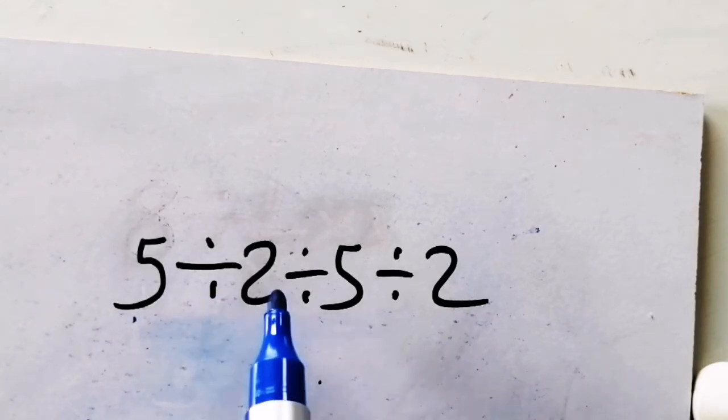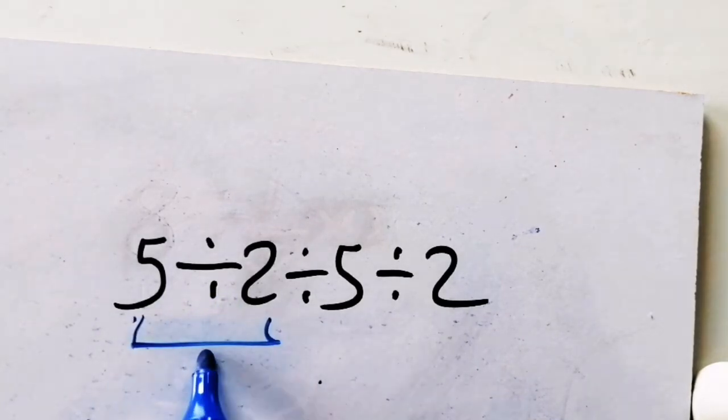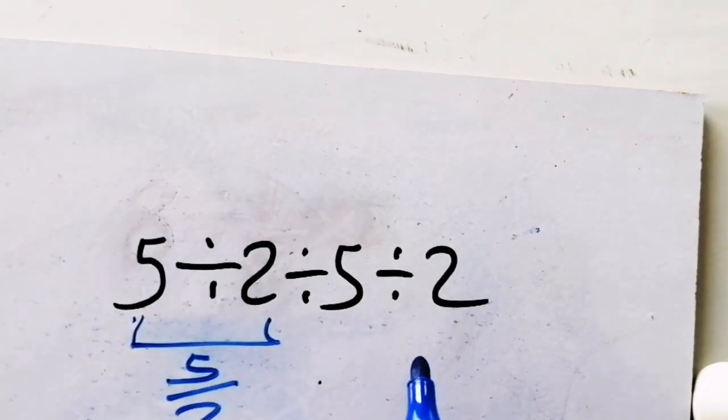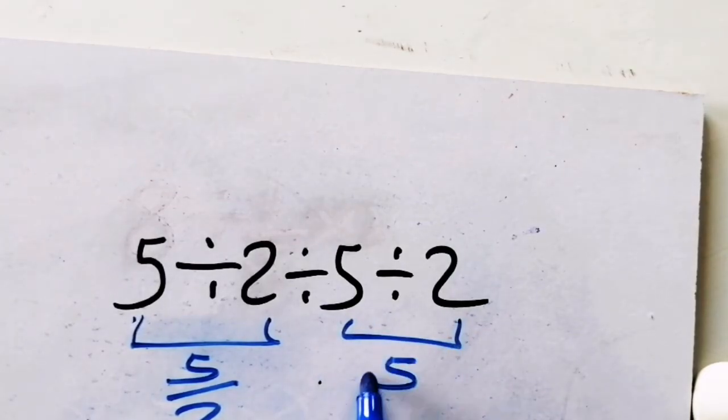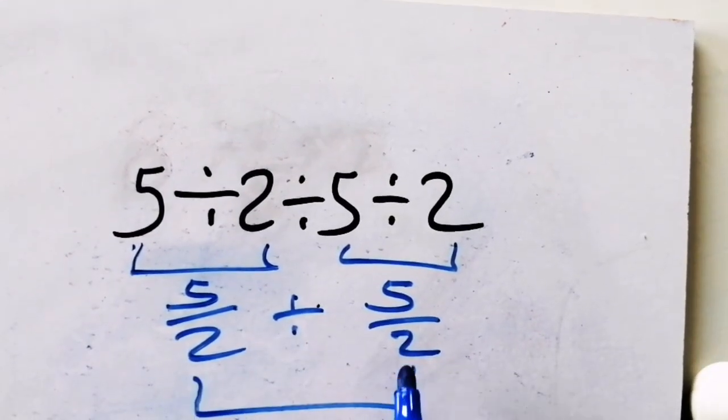5 divided by 2 is just written as 5/2. Then here 5 divided by 4 is also written as 5/2. Then 5/2 divided by 5/2, which equals 1.